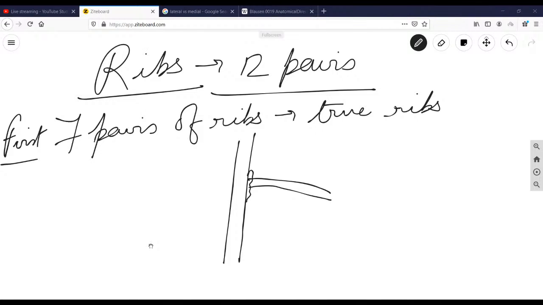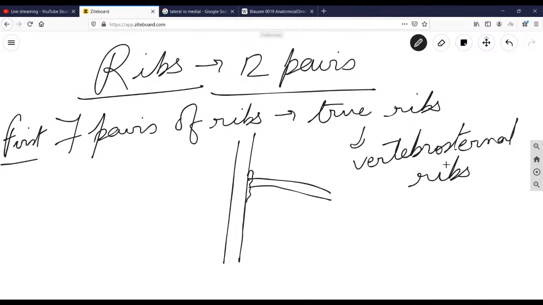True ribs are also known by the name vertebrosternal ribs in the NEET examination. The scientific name is vertebrosternal. So this is for your NEET examination. They may ask vertebrosternal and you may get baffled. What is vertebrosternal? That means nothing but true ribs, just to confuse you.